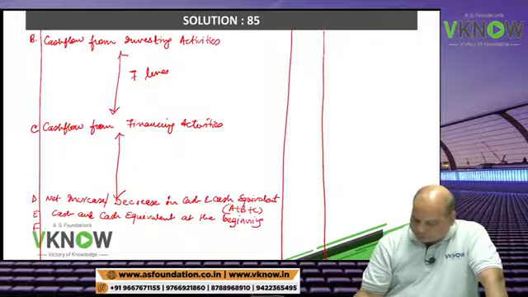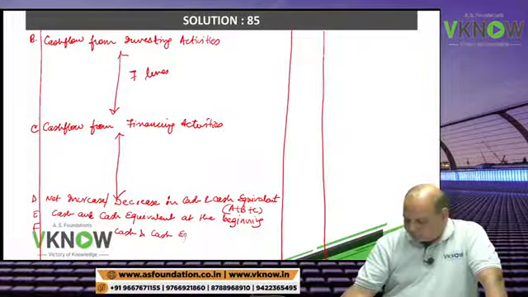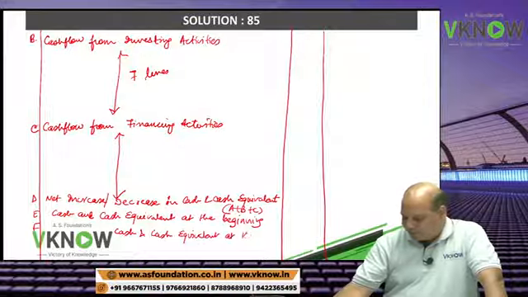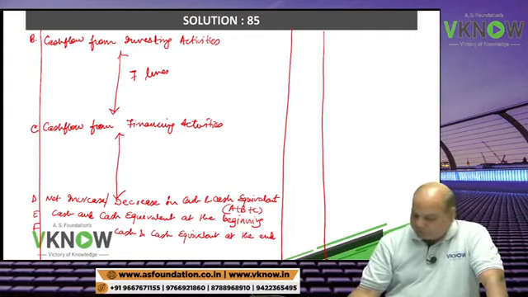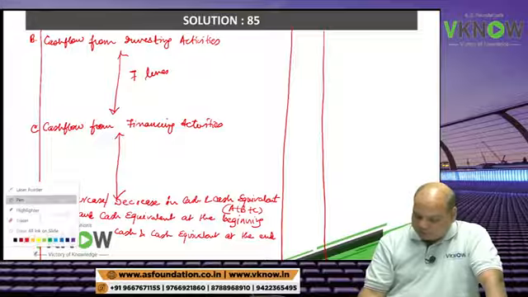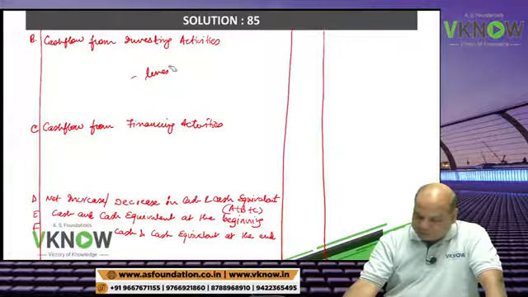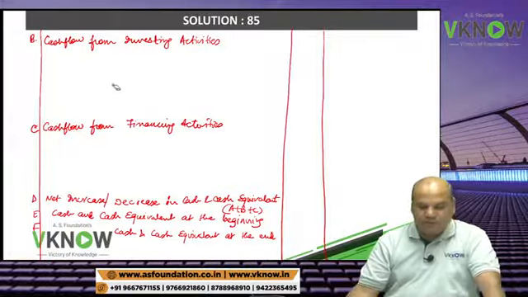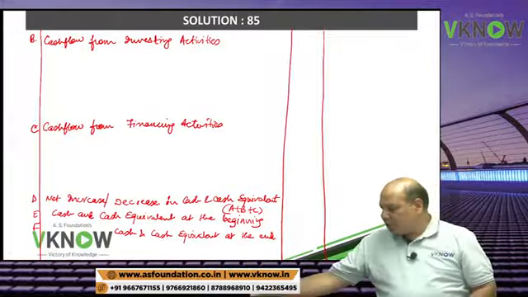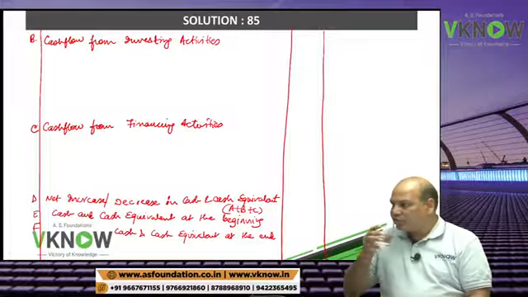And point number F, cash and cash equivalent at the end. And it should tally automatically. Then you have solved it correctly. If it doesn't tally, something is wrong. So please, dear student, draw the format. If you draw the format, I can solve.